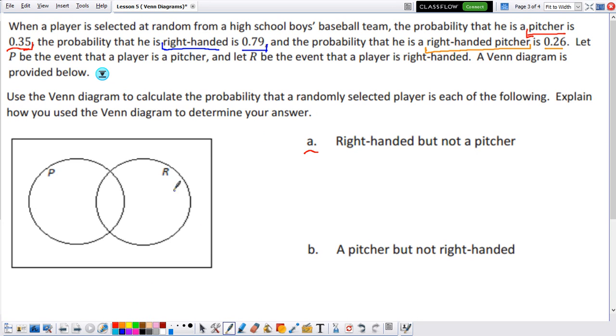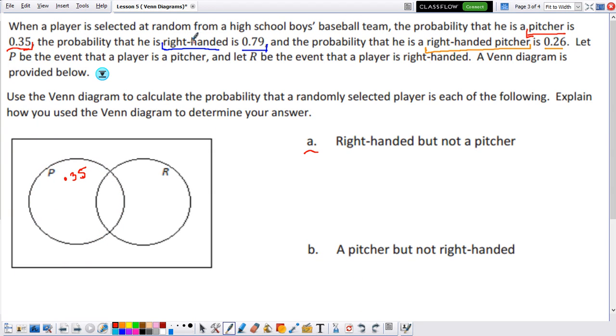Let's put them in this correct color. So pitcher is 0.35. We know that this big circle is going to hold a value of 0.35, because that's what it says here. This whole circle is for pitcher. Not a great job with the circle, but you get the idea. This whole circle is for pitcher, and it holds a value of 0.35.